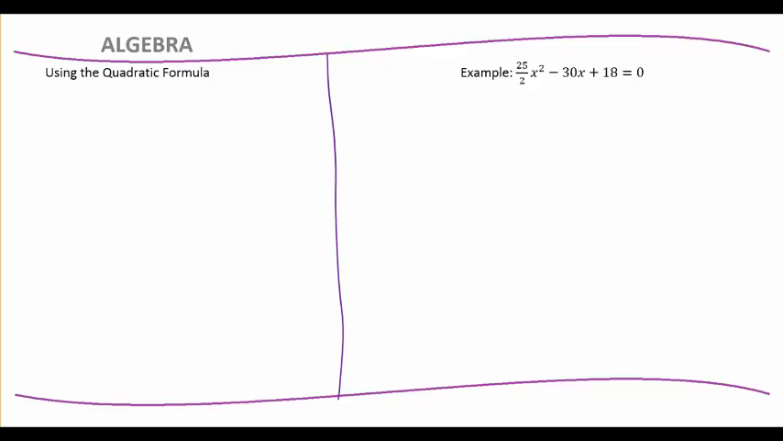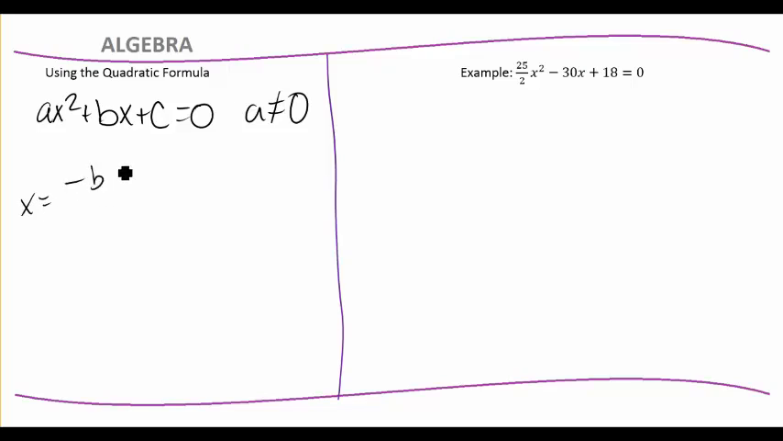So let's recall. The standard form of a quadratic function or equation is ax squared plus bx plus c equals 0, and a cannot be 0. Now let's recall the quadratic formula. It is x equals negative b plus or minus the square root of b squared minus 4ac all over 2a.